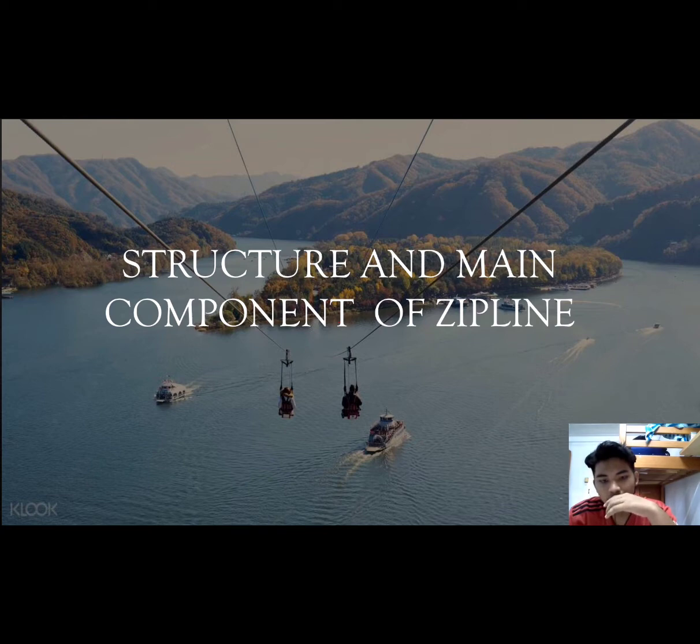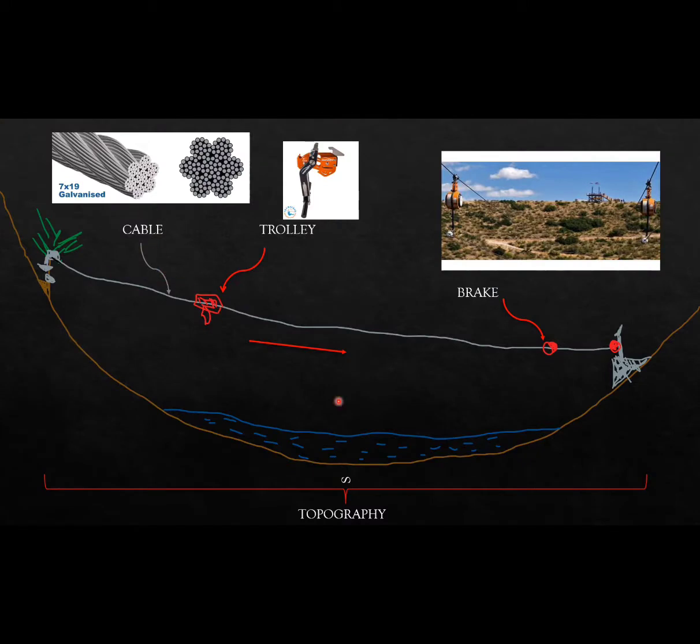So now we begin with question 1. Explain the structure and main components of a zipline. Firstly, the component is the zipline cable. The length of the zipline cable must be accurate and made of galvanized aircraft cable that has a specific size, because it depends on the weight force that occurs on the cable.